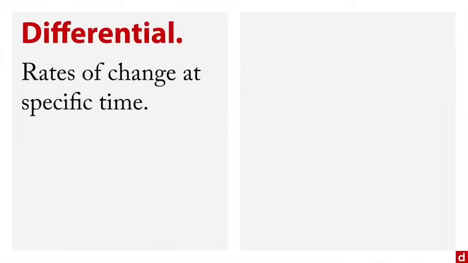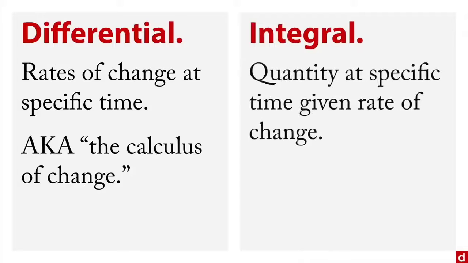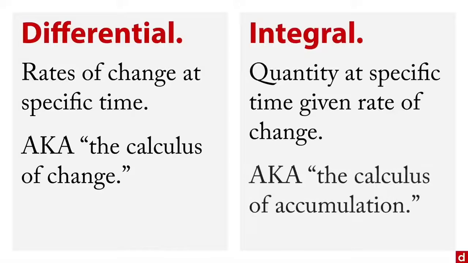Also, it's important to keep in mind there are 2 kinds of calculus. The first is differential calculus, which talks about rates of change at a specific time. It's also known as the calculus of change. The second kind of calculus is integral calculus, and this is where you're trying to calculate the quantity of something at a specific time given the rate of change. And it's also known as the calculus of accumulation. So let's take a look at how this works, and we're going to focus on differential calculus.